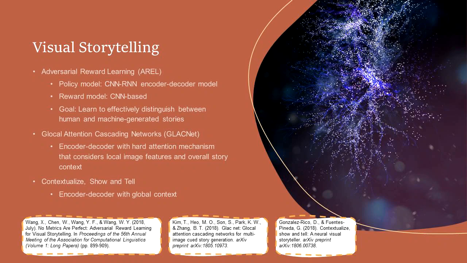Wang et al.'s model, stylized as RAL, was a reinforcement learning-based approach that combined a CNN-RNN encoder-decoder policy model with a CNN-based reward model. The overall learning objective was to learn to effectively distinguish human and machine-generated stories from one another. Kim et al.'s model, stylized as GlackNet, was an encoder-decoder model with a hard attention mechanism that considered both the local image features and overall story context when generating sentences. Gonzalez, Rico, and Pineda's model was also an encoder-decoder model that made use of global context.